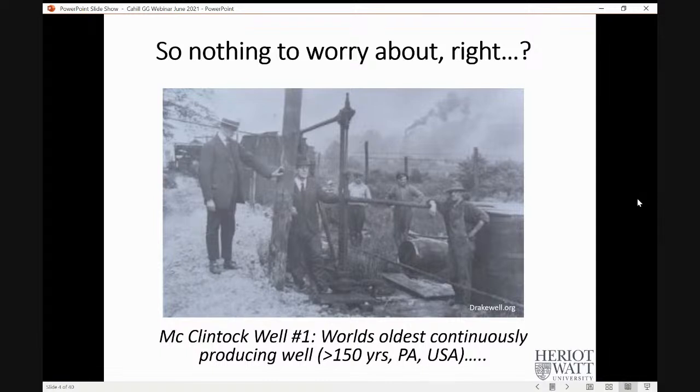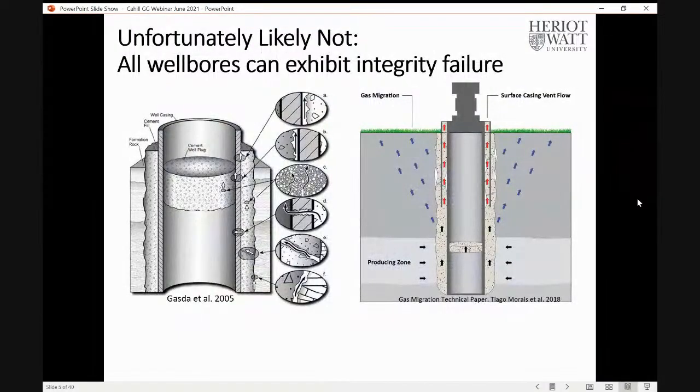And presumably this was plugged up, and all the other 8 million are going to be plugged, decommissioned, and we're not going to have any problems. Well, unfortunately, that's likely not to be the case.